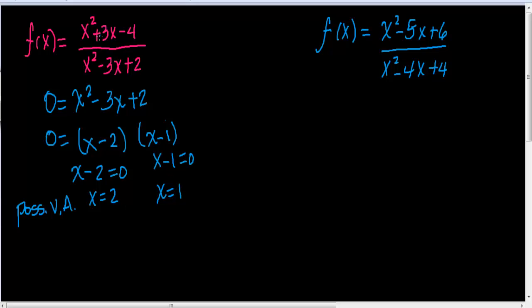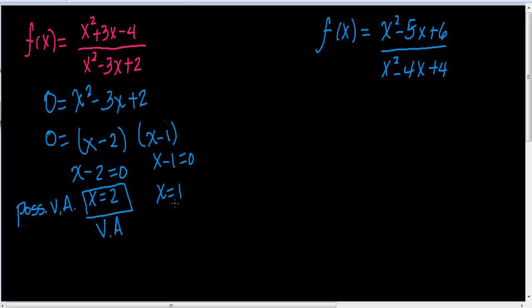You substitute it in the numerator, check. If you get 0, we need to go a step further. If you do not get 0, you're done. You can say this is a vertical asymptote. Okay, so let's check. X equals 2. I'm going to plug it in the numerator. And that gives me 2 squared, which is 4. And 3 times 2 is 6. So 4 plus 6 is 10, and 10 minus 4 is 6. That means that x equals 2 is a vertical asymptote because I did not get 0 in the numerator. This is a vertical asymptote.